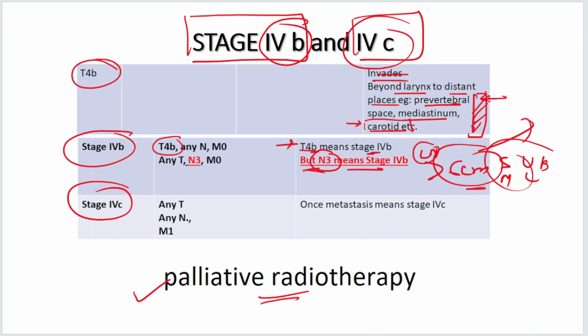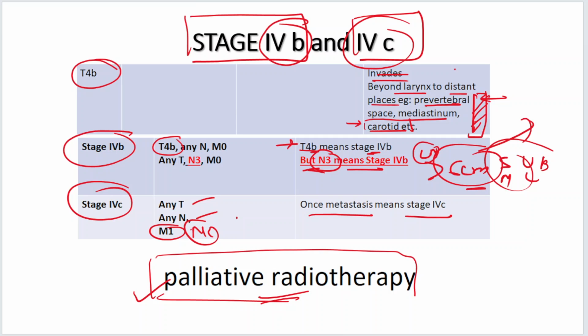Okay, stage 4C, any N, any T, any M. M1, that is metastasis is present. Metastasis anywhere in the body. Once metastasis is there, it means stage 4C. So such patients you give palliative radiotherapy. You try to prolong his life for a few more days. Give him a few more days of a life that is as close to normal as you can.